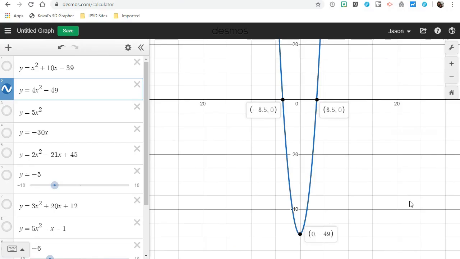Our values, our solutions were 3.5 and -3.5, and then the distance that we're traveling is 3.5 when we look at the quadratic formula, and the vertex value was 0.